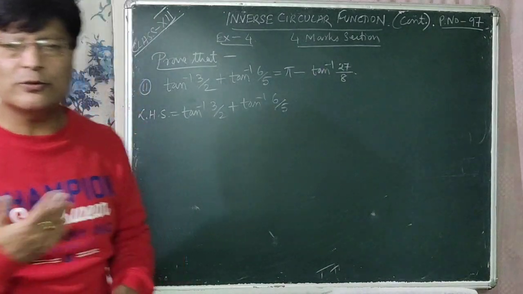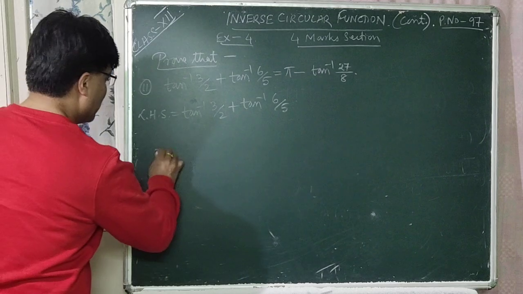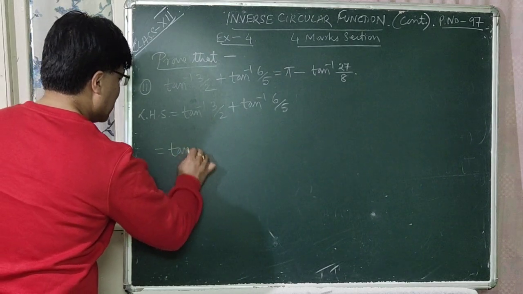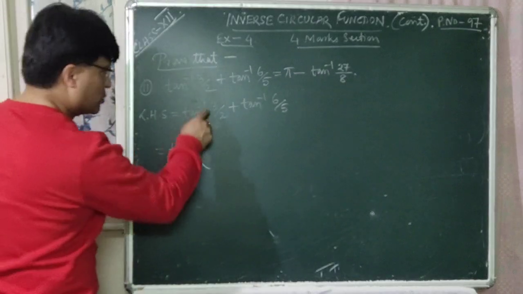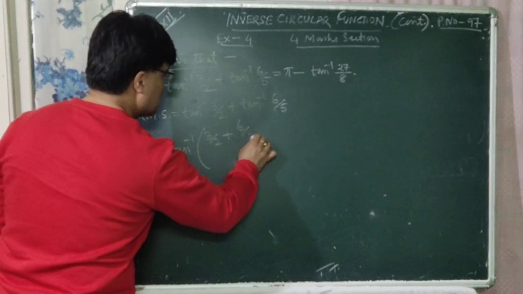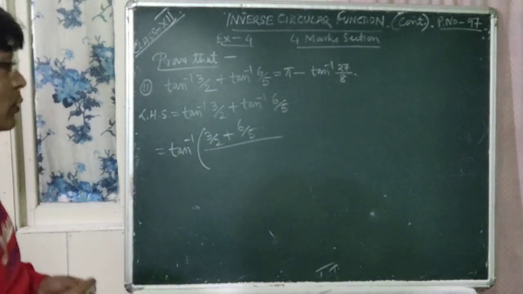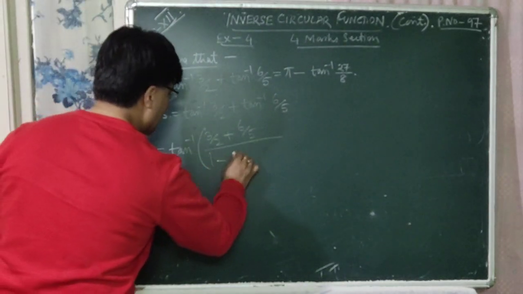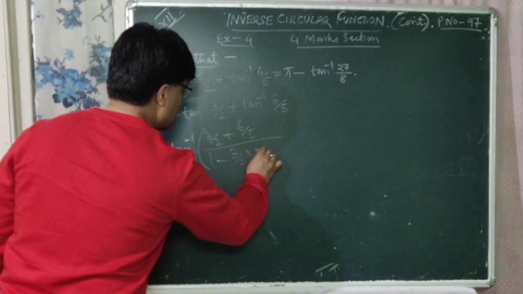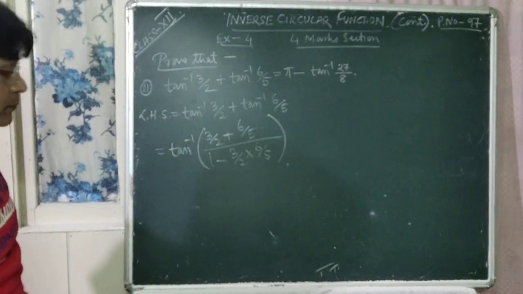So in this case also you can use the same formula, that is tan inverse x plus tan inverse y. So what is the formula now? It is tan inverse x, what is x here? 3 by 2 plus what is y? It is 6 by 5 whole divided by what? 1 minus xy. 1 minus xy is 3 by 2 into 6 by 5. Is that clear to all of you?